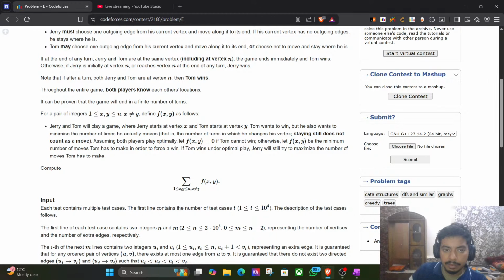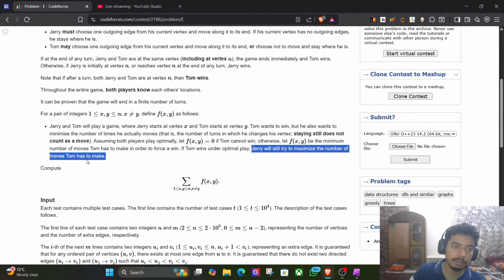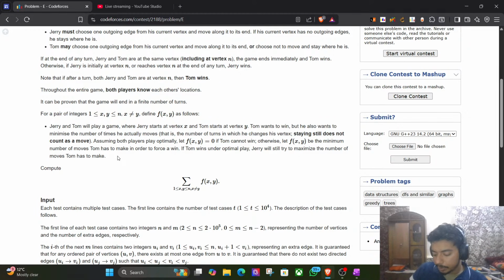Assuming both players play optimally, f(x,y) is 0 if Tom cannot win. Otherwise, let f(x,y) be the minimum number of moves Tom takes in order to force a win. If Tom wins under optimal play, Jerry will still try to maximize the number of moves Tom has to make. So both of them are playing optimally: Jerry wants to maximize the number of moves and Tom wants to minimize it. Note that if Tom cannot win, then we add 0 to our answer. So we have to compute all the possible pairs and take the sum of f over all of them. Okay, so this is the question.